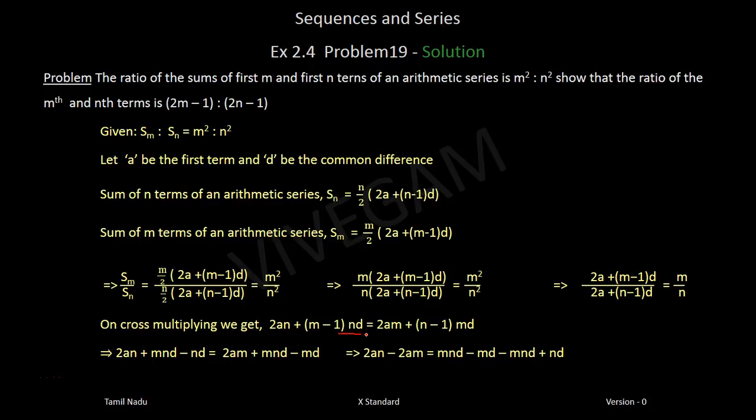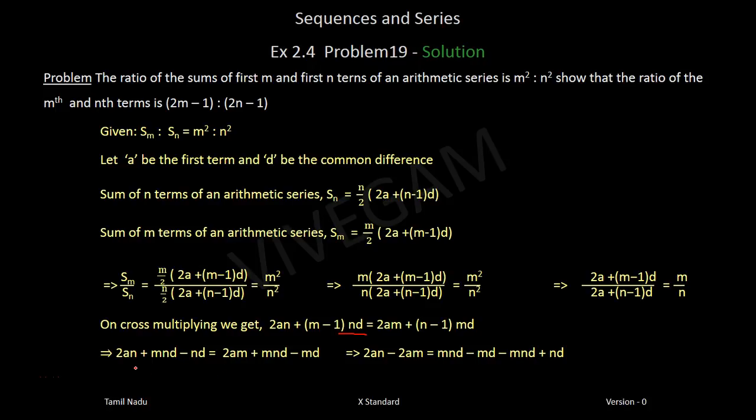Okay, so you will be getting this on cross multiply. Now you can simplify this. This becomes 2an, this is mnd, minus nd. Here it will become 2am, then mnd, we'll make it mn because it's easy to cancel, and minus md. As you can see, md is there and mnd is there on both sides, so that will get cancelled, but we'll do it in the next step.